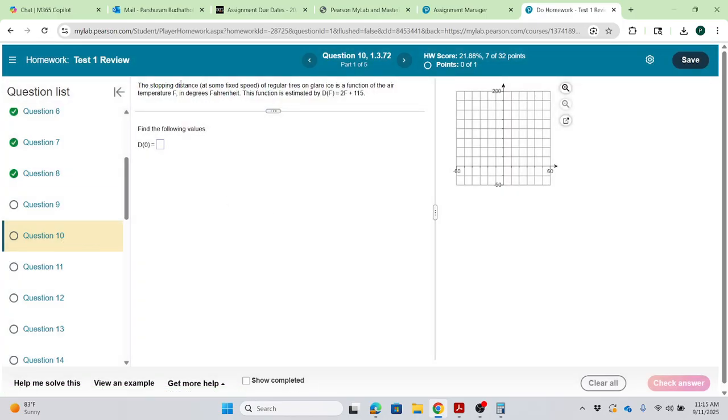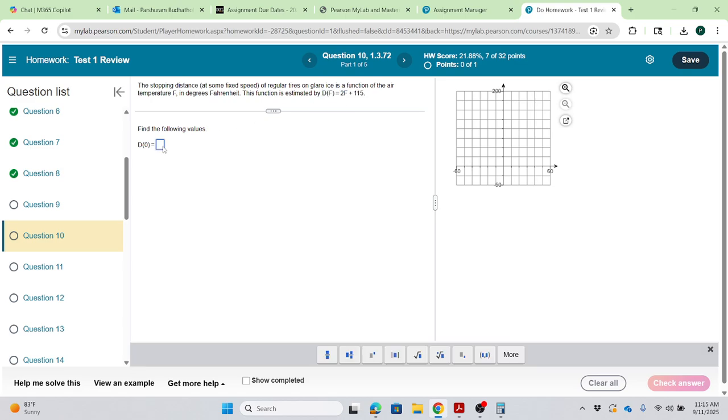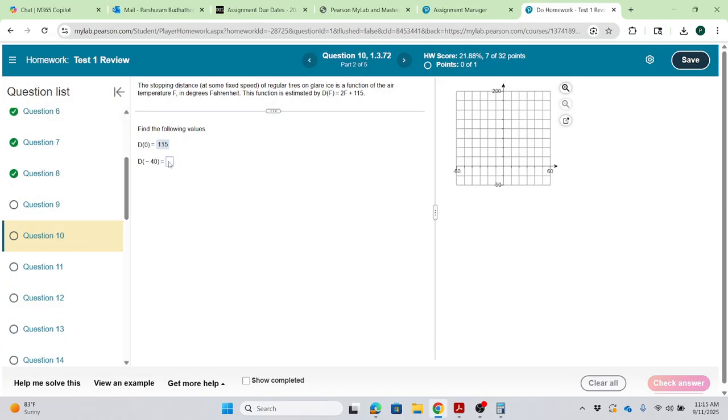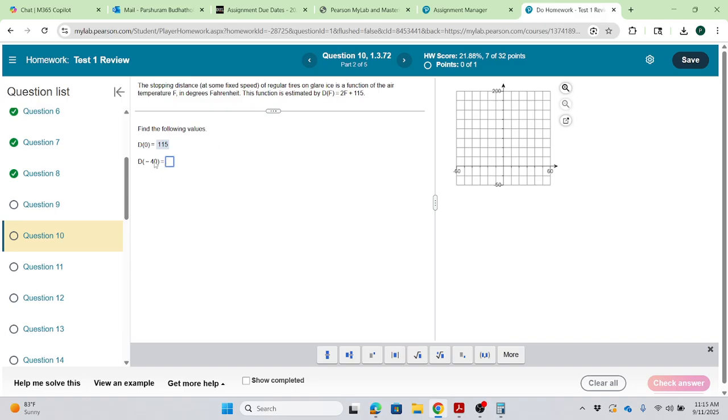Okay, the stopping distance at some fixed speed of regular tires on glare ice is a function of the air temperature F. So distance is a function of the air temperature F. This function is given by D of F equals 2 times F plus 115. So what is the value of the distance when the temperature is 0? So 2 times 0 plus 115 is 115. You just use this formula and find the value when F is replaced by this number.